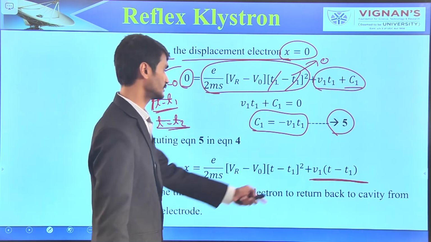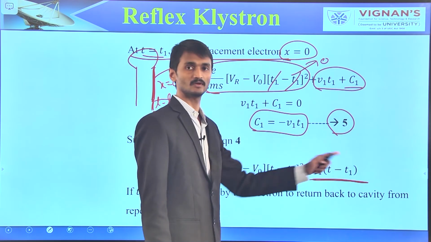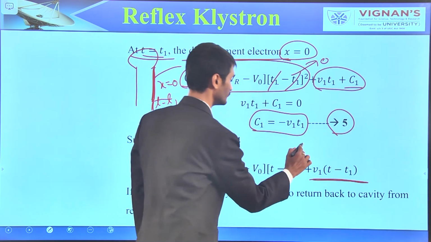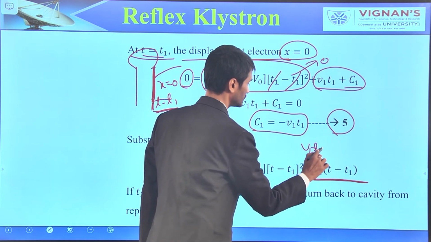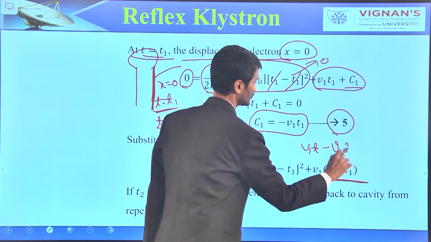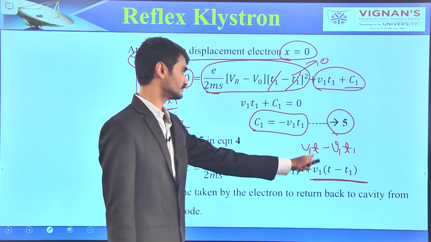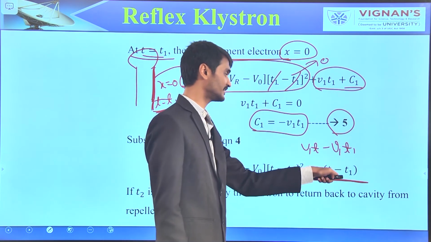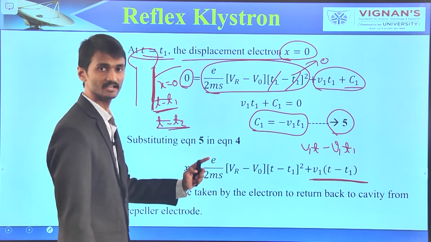So I have written the finalized equation. Initially it is V1 into T minus V1 into T1. Now, commonly, it is V1 into (T minus T1).